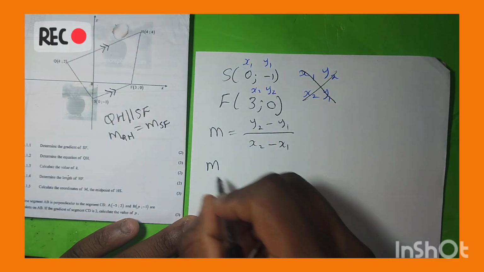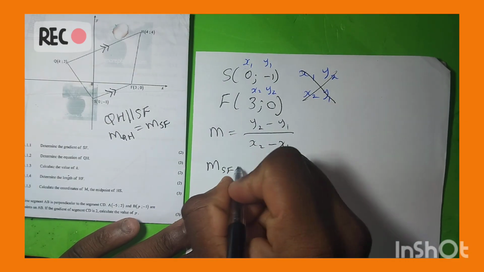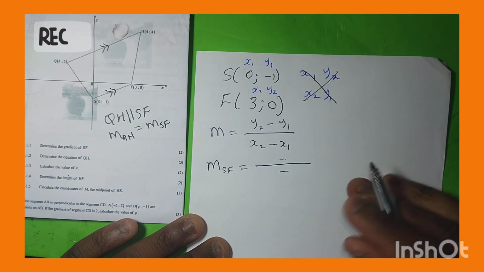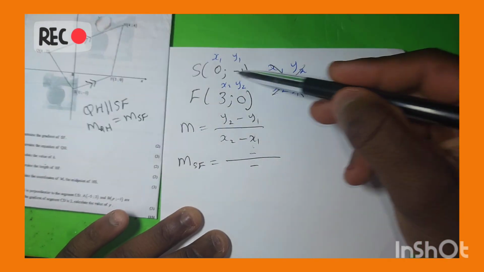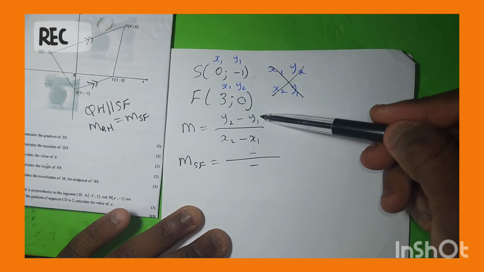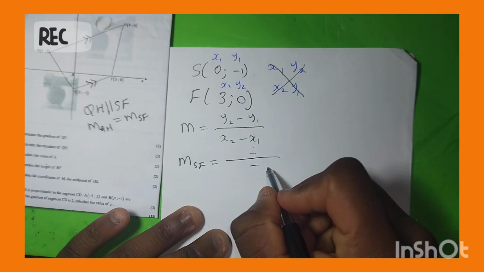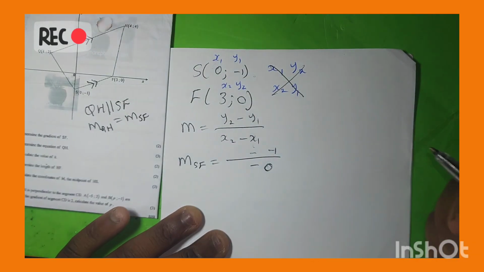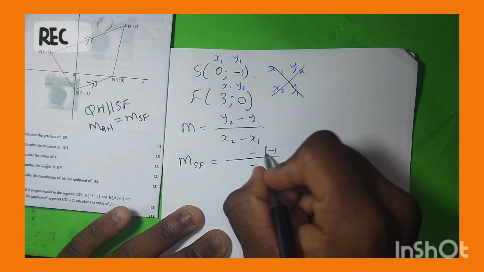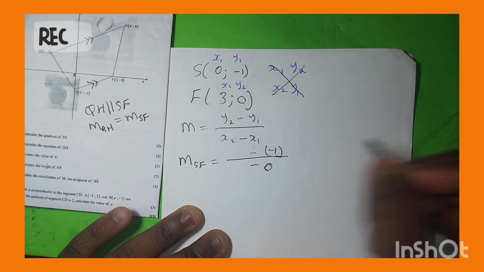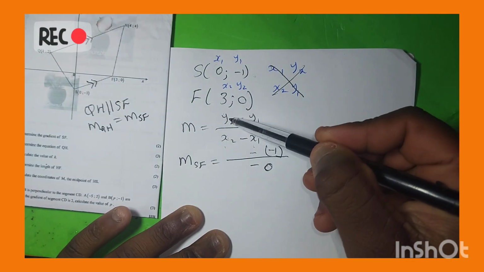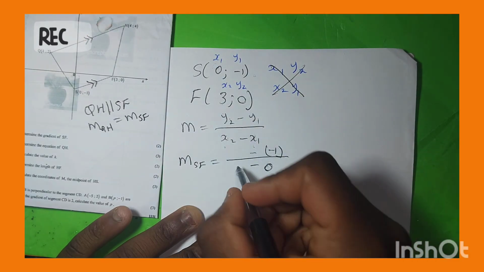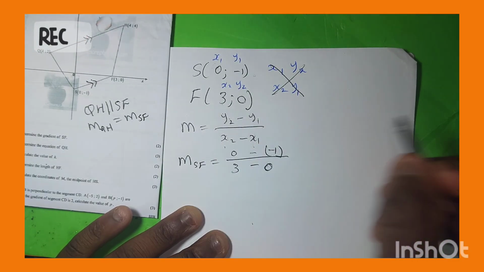And here I'm talking about the gradient of SF. When I substitute, this is my point 1, which is x and y. But a negative number, you put it inside the brackets, just like that. And this one is point 2, which is x and y.